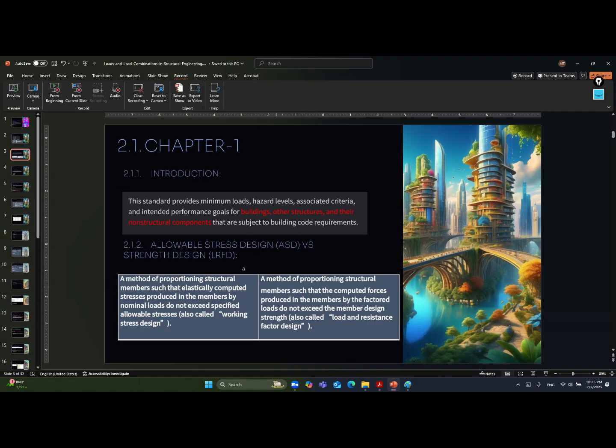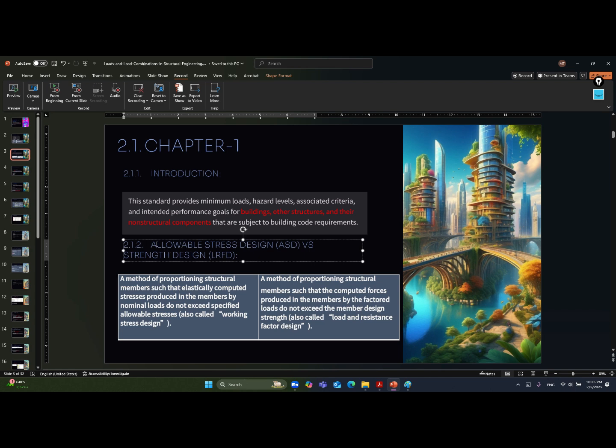So here I provide the introduction. The ASCE is dedicated to buildings, other structures, and their nonstructural components. As we know, ACI is dedicated to concrete structures, AISC is dedicated to steel structures, and AASHTO is dedicated to bridges and roadway design and so on.